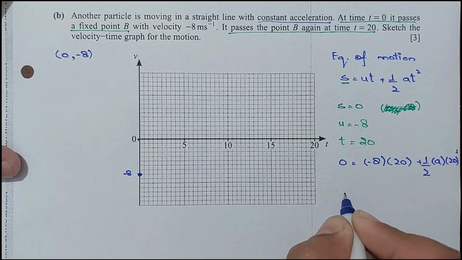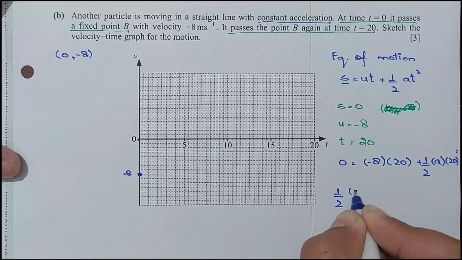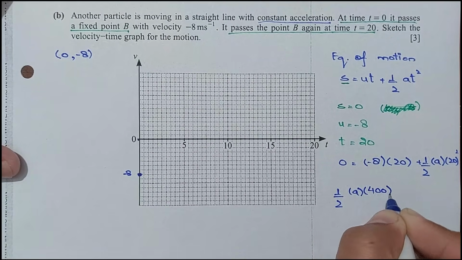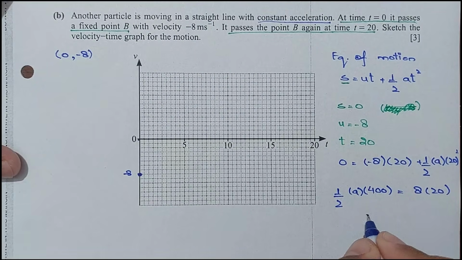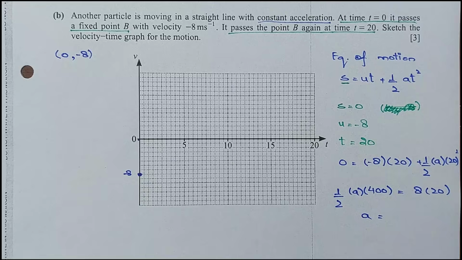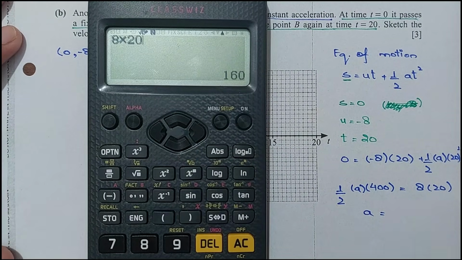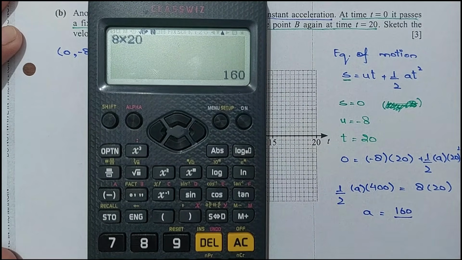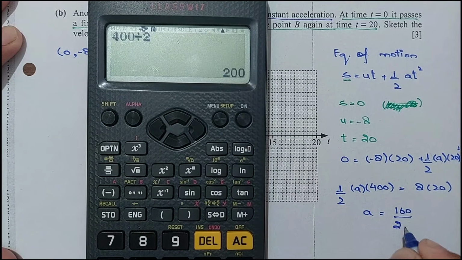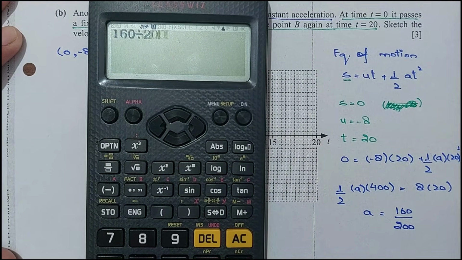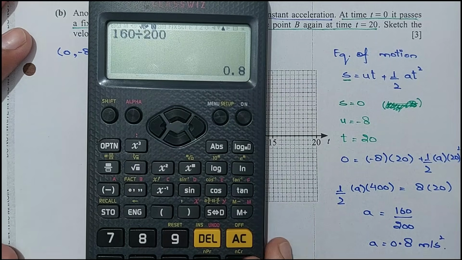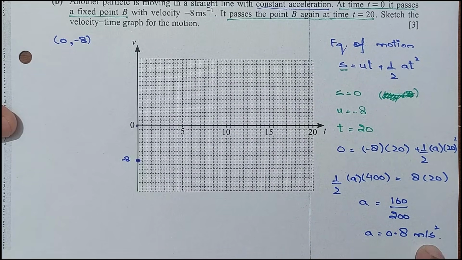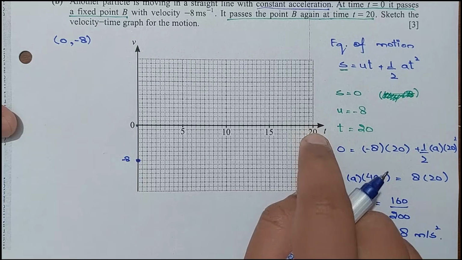All right, so this is half a, 20 square is 400, equals to 8 times 20, shifting this term on the other side. So let me solve for the acceleration. 8 times 20 is 160, over 400 divided by 2 is 200. 160 by 200, this is 4 by 5, so the acceleration is 0.8 meter per second square, is the unit for the acceleration. So we have to use this acceleration to get the value of velocity when time is 20, right?